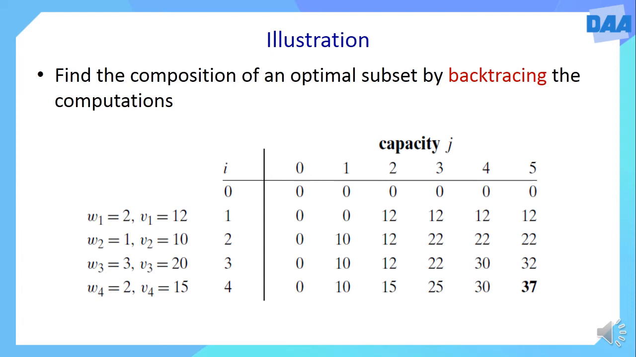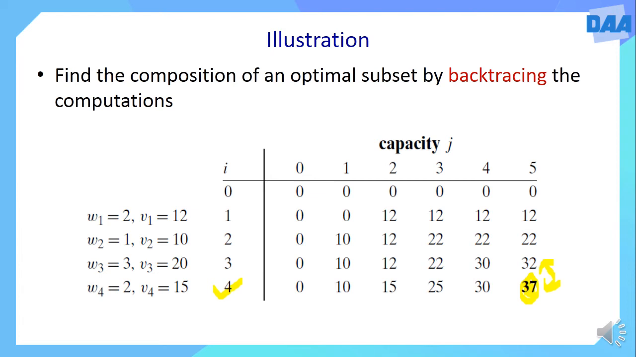To find the composition of the optimal subset, we use backtracing of the computations. How the backtracing will happen, let us understand. We have to backtrace from 37 and see whether the ith item, that is the fourth item, is added or not. How can we get the information whether the fourth item is added or not? Just look into 37 and 32, the previous value. Just compare these two values. You can see there is a difference. Since there is a difference, it means that the fourth item is added into the knapsack.